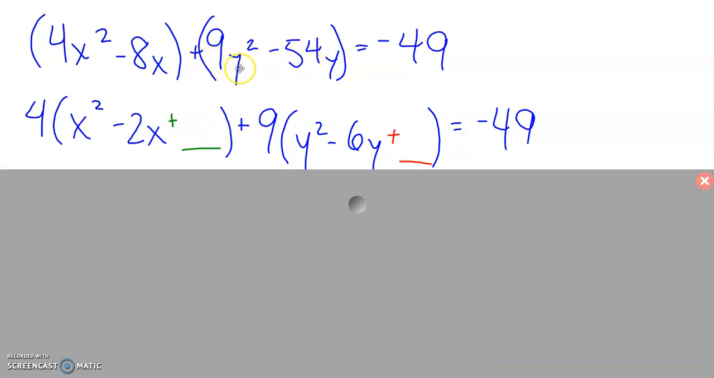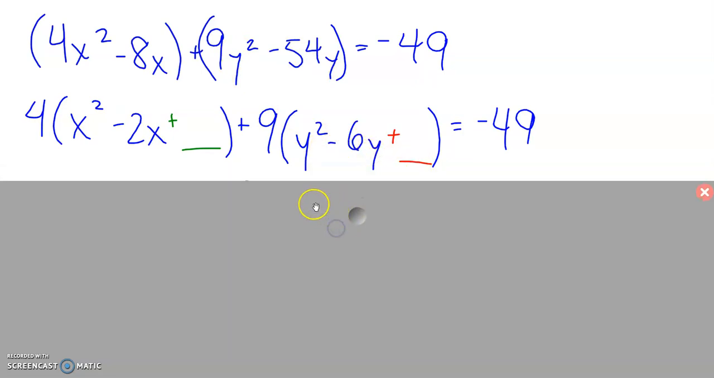And then here, from the y terms, I factor out a 9. So I factor out a 9 from these two terms, and that becomes y squared. 54 divided by 9 is 6, so I get a minus 6y there, and again, I'll have a blank here. And now you can see inside these parentheses, I have made a 1 for both of these sets.